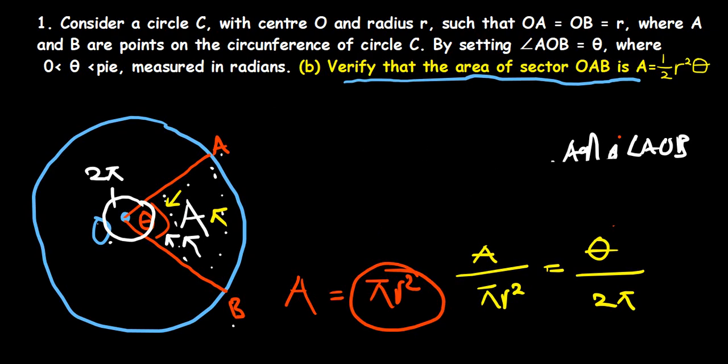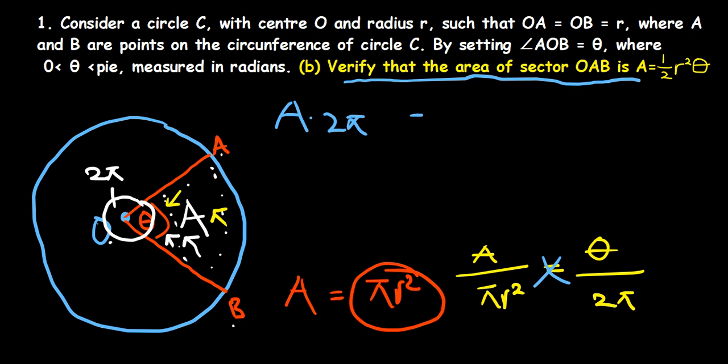Okay, so we're just going to make that A the subject of the formula. So let's cross multiply here. We're going to have A multiplied by 2 pi is equal to theta multiplied by pi r squared. So we want to make A the subject, so we're going to divide by 2 pi this side, and on the other side we're also going to divide by 2 pi.